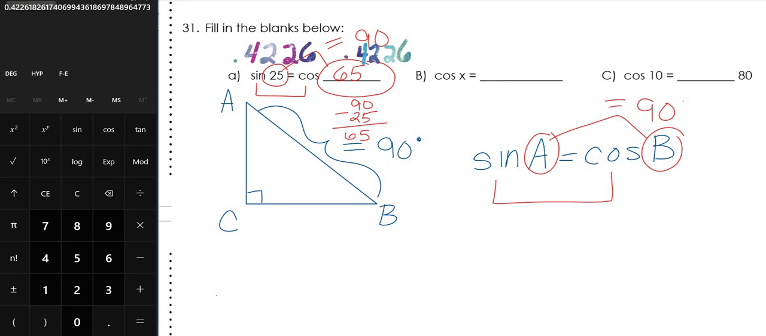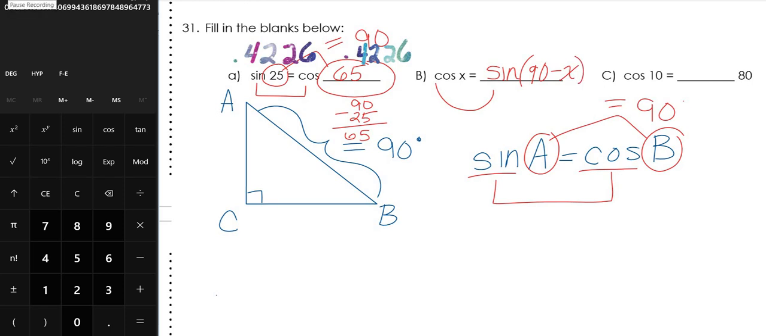Now let's take a look at our next one. It's a little bit more tricky. So we have cosine of x equals blank, and they don't really give you anything else. Well, follow our rule here. Instead of sine, you're going to put cosine. So here I have cosine, so we're going to put sine. Now for your angles, they have to add up to 90. So if one angle's x, then to get the other angle, you're going to subtract x from 90. So we're going to write sine of 90 minus x.